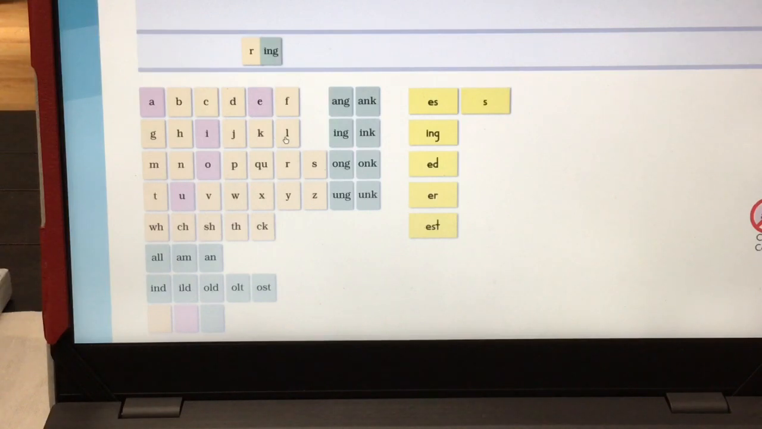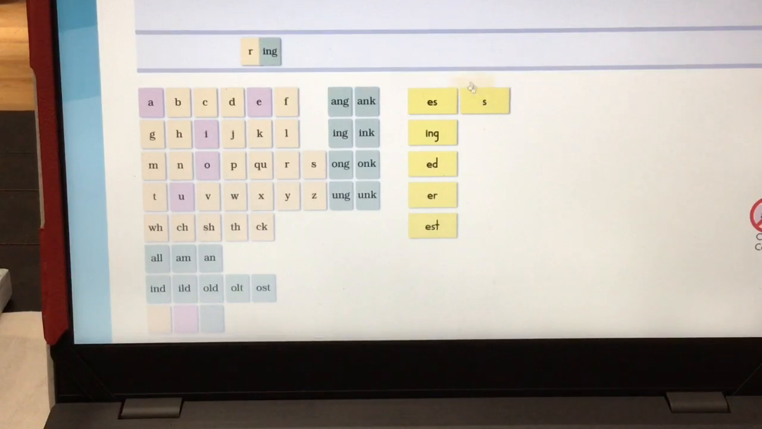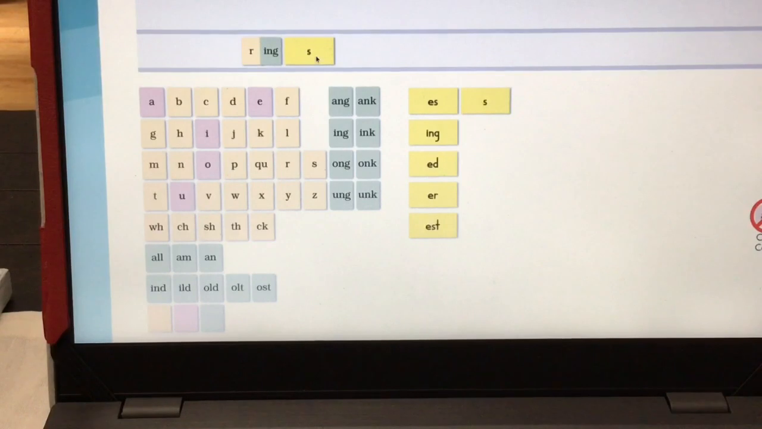Sometimes I only wear 1 ring. Sometimes I wear more than 1. So I wear rings. Guys, we need to put a suffix at the end of ring. Look at our suffixes. If I add an S to make the word ring plural, we have the word rings. Now, we have the base word ring and our suffix S.